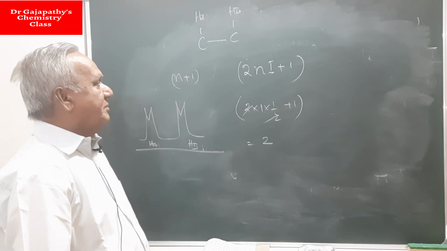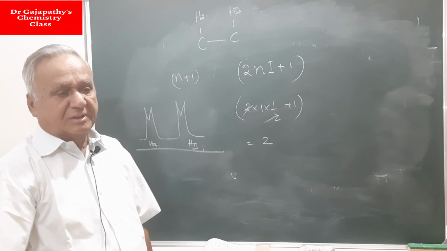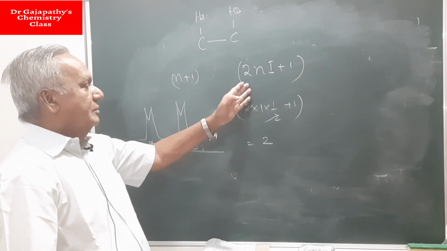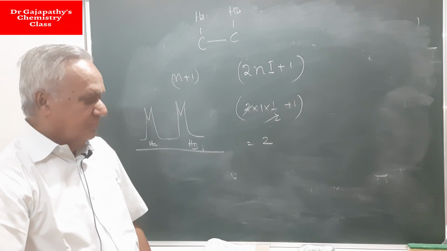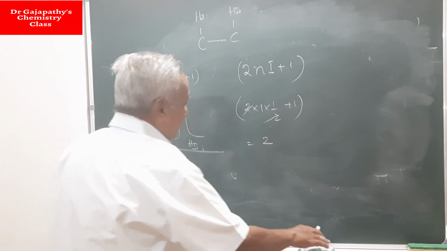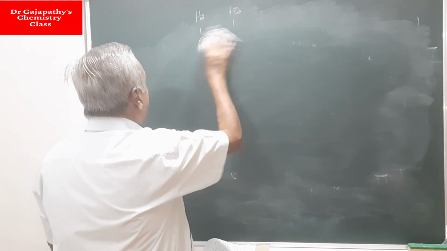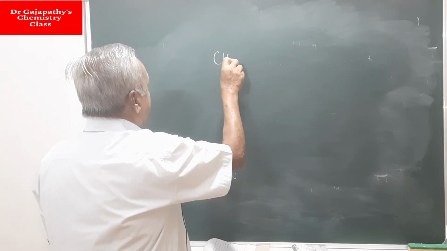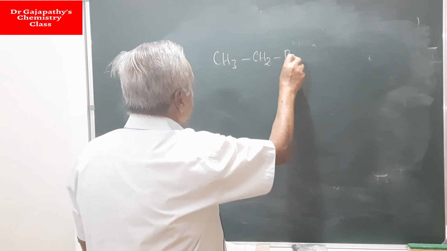Suppose I have an atom, not hydrogen, whose spin is 1. Then it will be 2 into 1 into 1 plus 1, so it will be split into 3. Let me give an example. Say I have a compound CH3, CH2, Br.